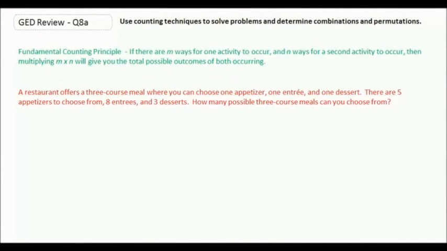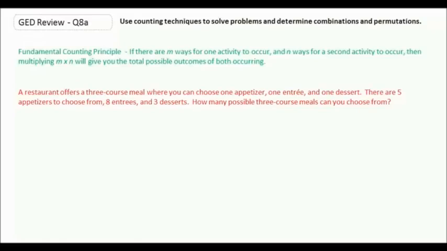The fundamental counting principle says if there are m ways for one activity to occur and n ways for a second activity to occur, then multiplying m times n will give you the total possible outcomes of both occurring. So for example, a restaurant offers a 3-course meal where you can choose 1 appetizer, 1 entree, and 1 dessert. There are 5 appetizers to choose from, 8 entrees, and 3 desserts. How many possible 3-course meals can you choose from?